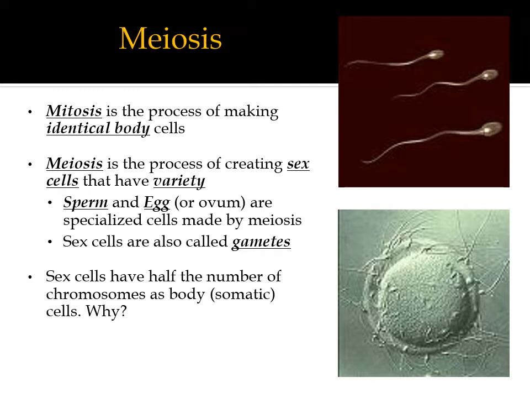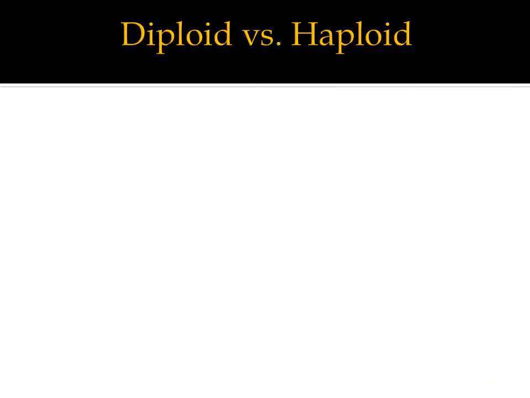But the question now is, why would these egg or sperm cells only have half of the correct number of chromosomes in a cell? Why would that make sense? Why would it be okay for them to only have half of what you'd expect any other cell to have? To get the answer to that question, we need to talk more about the difference between different cell types.